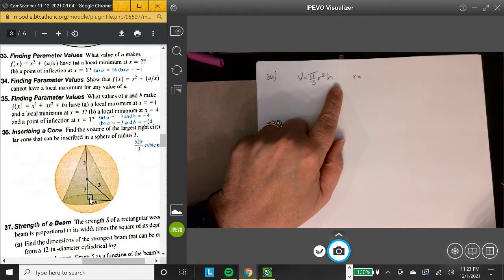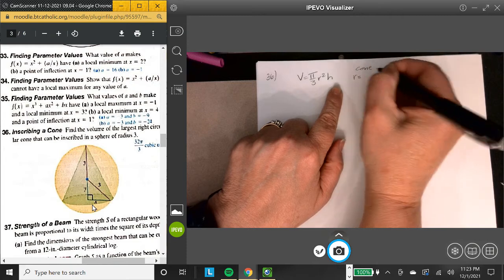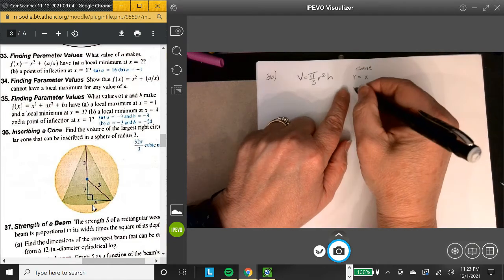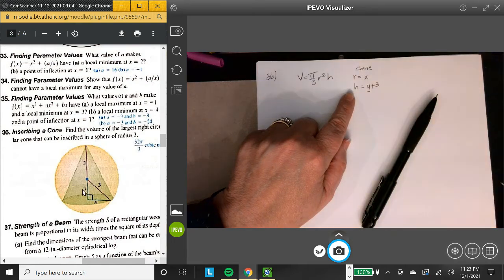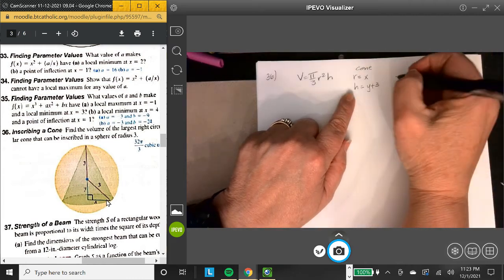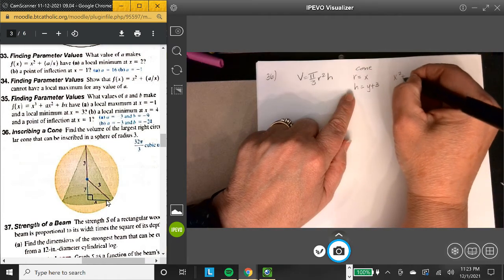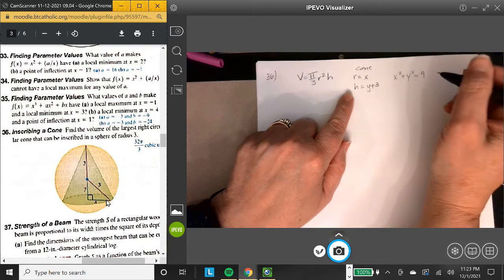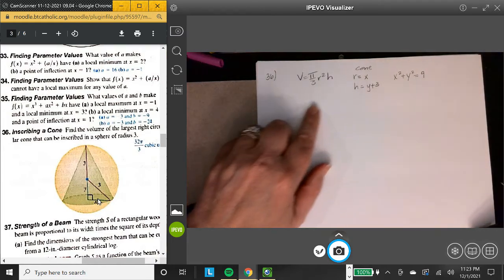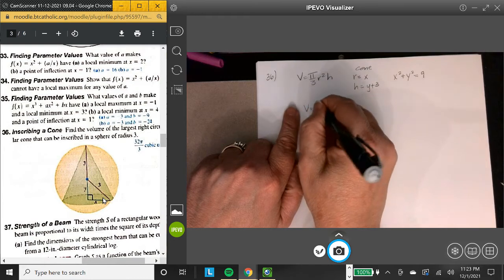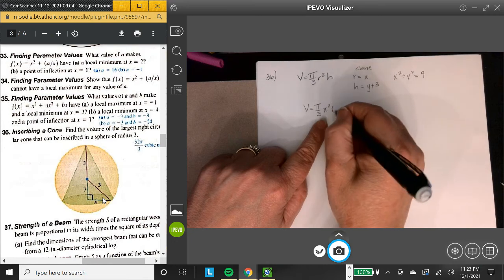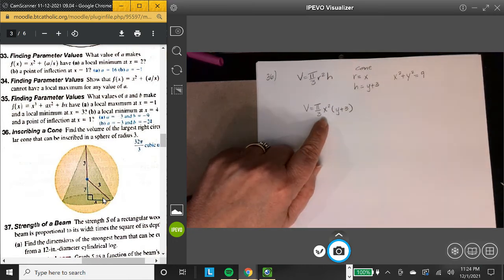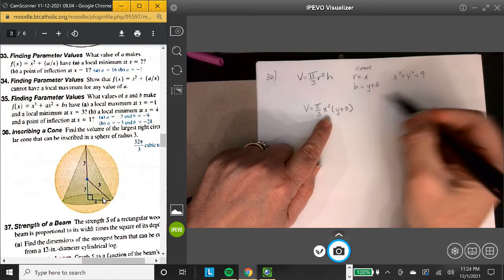So r of the cone is x. H is equal to y plus 3. I hope you can see that the h of the cone is y plus 3 and the r is x. And we know that x squared plus y squared equals 9 in this case because of the right triangle relationship here. So I'm going to write the volume as pi over 3 x squared, because r is x, times y plus 3.